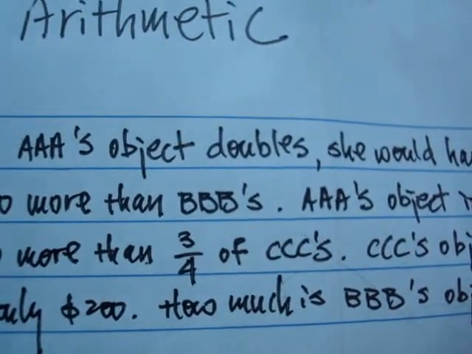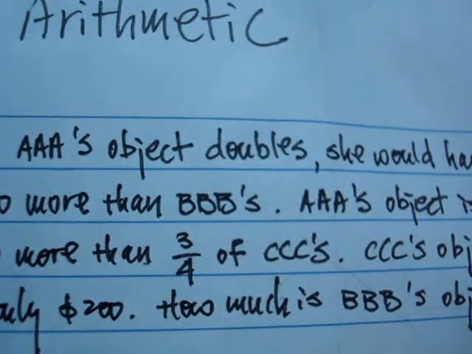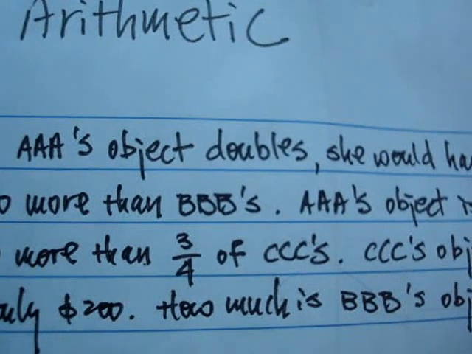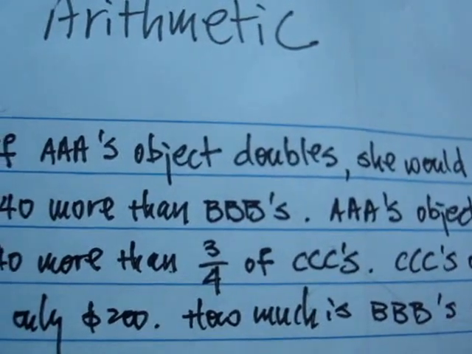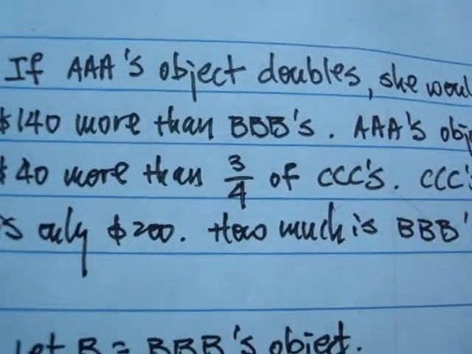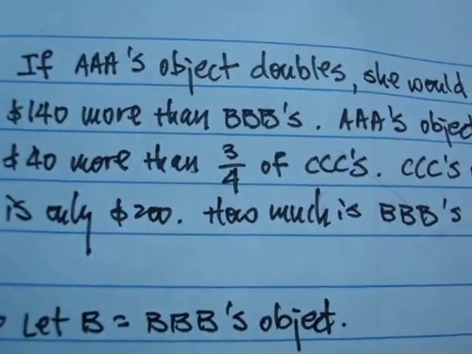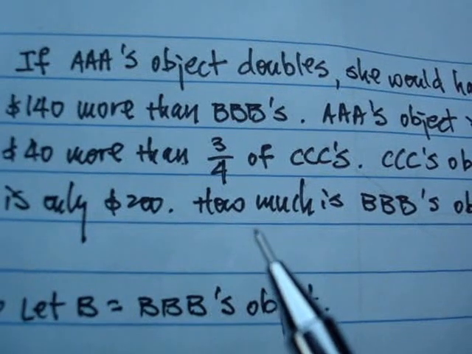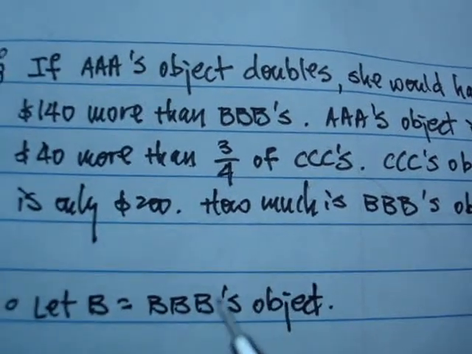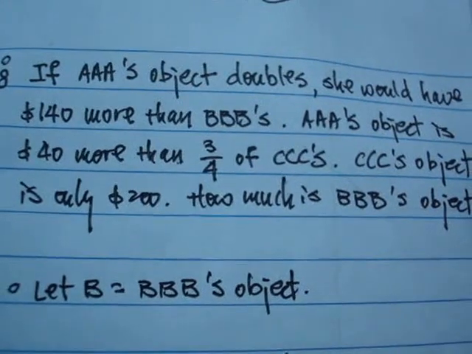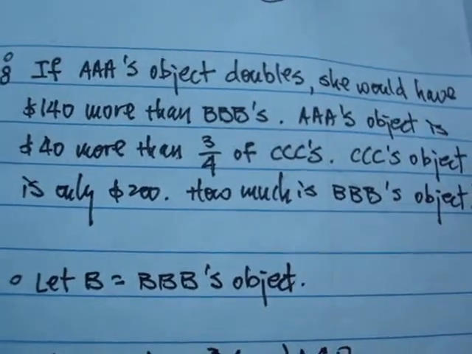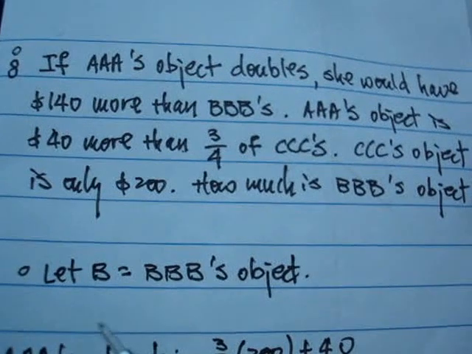So to solve this problem, we don't know how much BBB's object is, right? So we need to have a variable to represent that. I will let B represent BBB's object because that's what we're trying to find out. Once we have the B for BBB's object, the next thing is to write AAA's object.